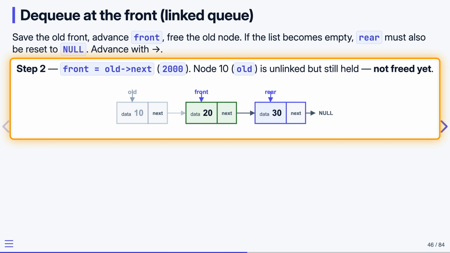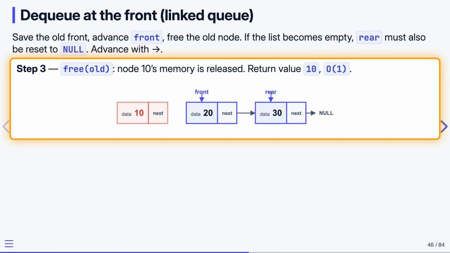Node 10 is unlinked from the queue, shown grayed out, but old still holds it, so it is not freed yet. Step 3. Now we call free(old), so node 10's memory is released and it disappears. We return the value 10 that we saved earlier. The dequeue is done and it is O(1).